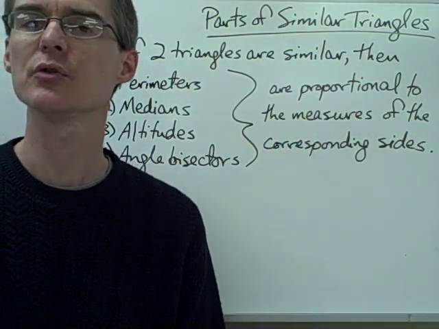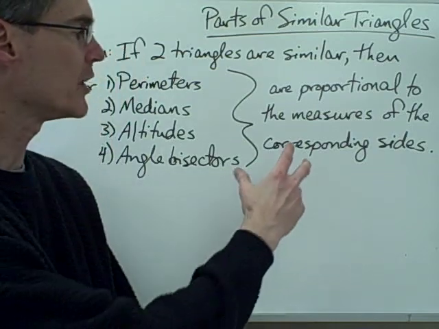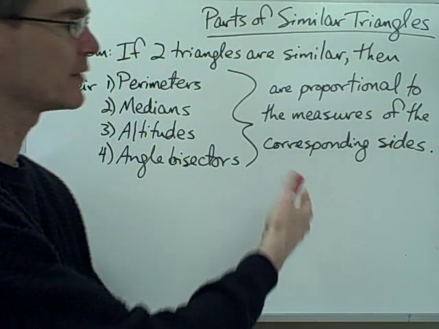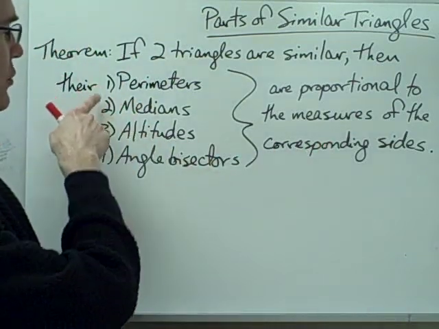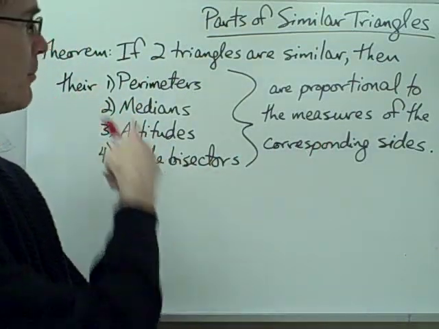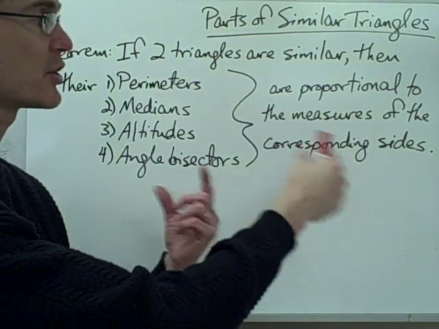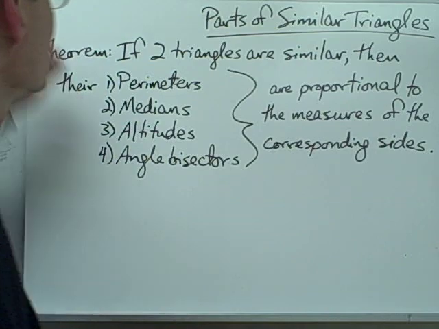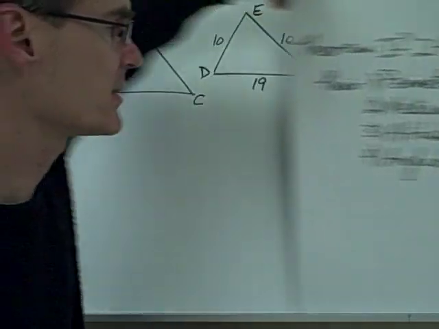So we've already gotten used to solving different problems where we use corresponding sides to set up a proportion. Well, now we're just going to be doing that same thing, except we're also going to be using these parts of similar triangles. In other words, not just corresponding sides, but perimeters, medians, altitudes, and angle bisectors. So let's take a look at some examples of that.